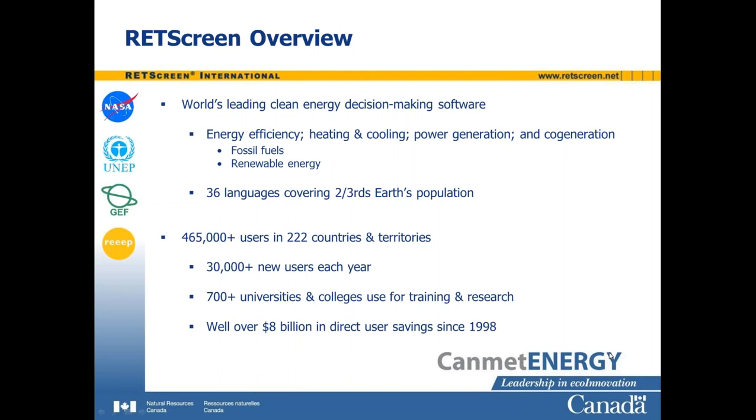You'll see on the bullet points above that the software is available in 36 languages, covering 2/3 of the world's population. At present, we have over 465,000 users in every country and territory of the world. The software is growing at a rate of about 30,000 new users every year. A large number of universities and colleges are using RETScreen for teaching and research. And we estimate that RETScreen has been responsible for well over $8 billion in direct user savings since the first edition of the software was made public in 1998.